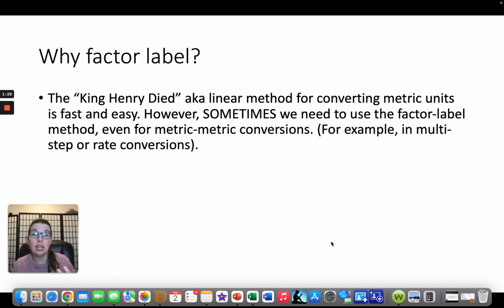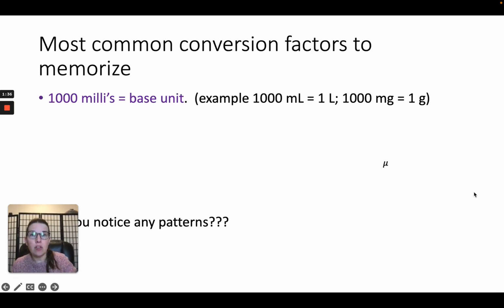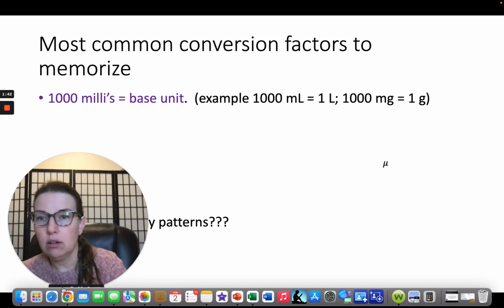Okay, so even though the King Henry Died method is easier, there are going to be times when the factor label method is easier. And so in order to do this well, there are some other conversions that you probably need to memorize.